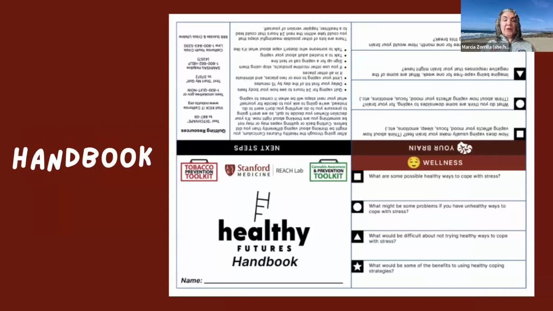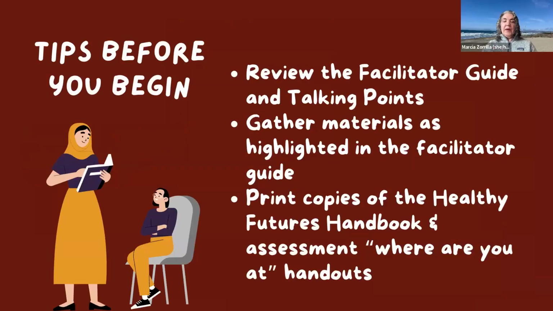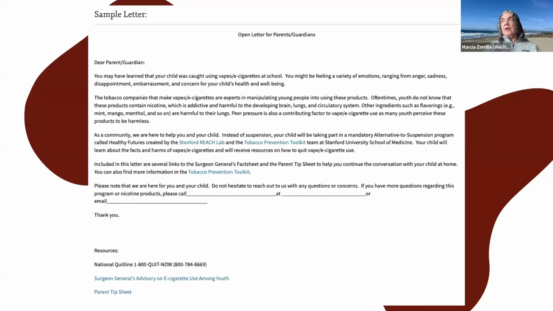They're going to need this, so I'm going to need for you all to print that out, as well as the Where You're At, which is part 1 and part 2, kind of like a pre and a post. Before you start, you're going to review the facilitator guide and the talking points, and then make sure you have everything that you need. I'll show you what the facilitator talking points chart looks like as well, because there are instructions on some things that you need to make sure that you have.